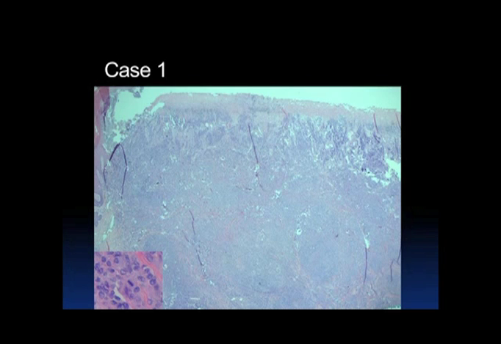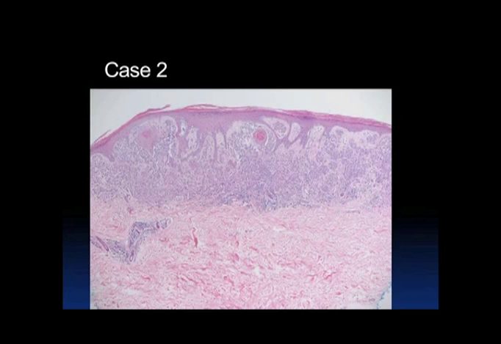Now, just to illustrate how difficult it can be, this is the first case that I brought, and this is basically a dead ringer. It's a large nodule with atypical melanocytes, with ulceration, prominent atypia, and mitotic activity, and I think no one would have any problem identifying this as a melanoma.